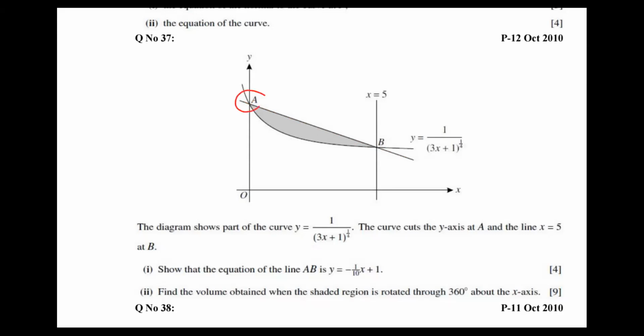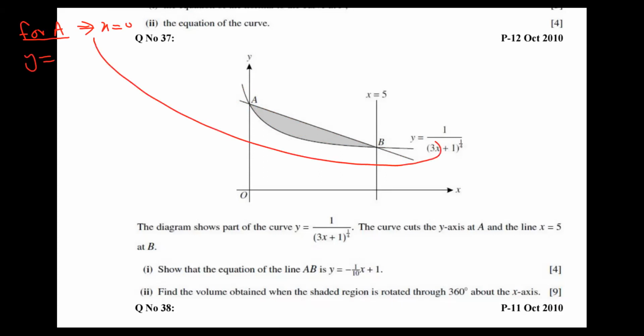How to get A coordinates? 100% confirm this curve comes and goes through A. So at A, 100% x is 0. So I'm writing it here for A. Put x equals 0. So when I put x equals 0, student, 0 comes here, 0 got gone. So 1 to power half, 1 to the power 1 over 4, it turns to be 1, alhamdulillah. So A coordinate becomes x is 0, y is 1.